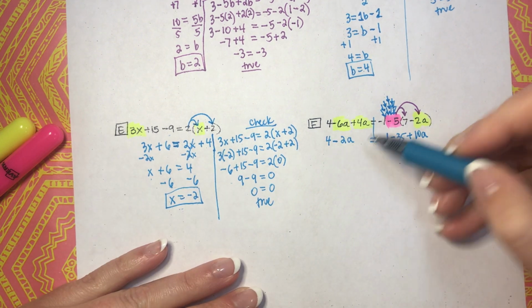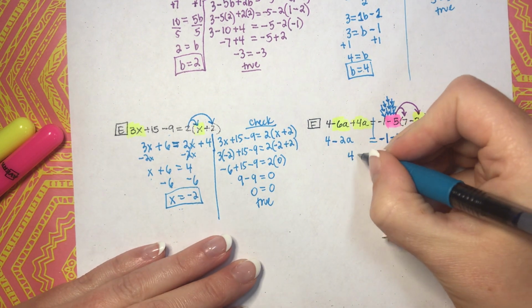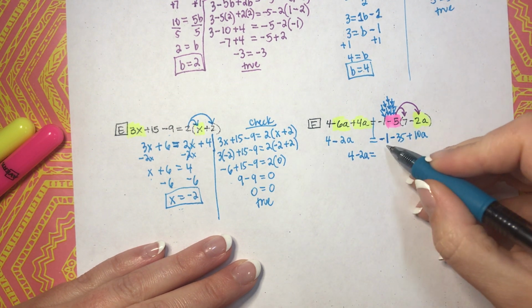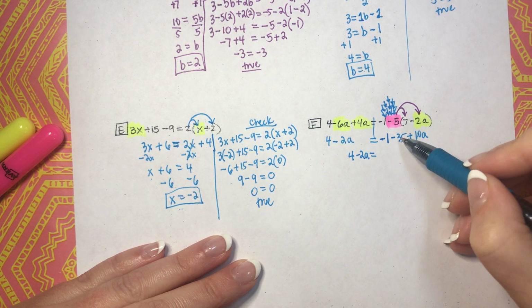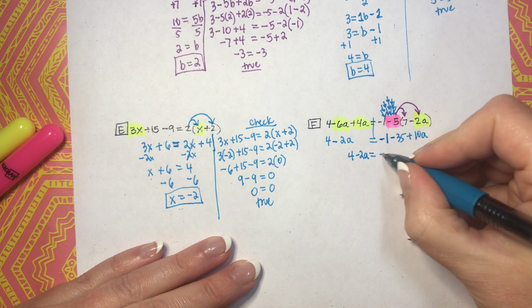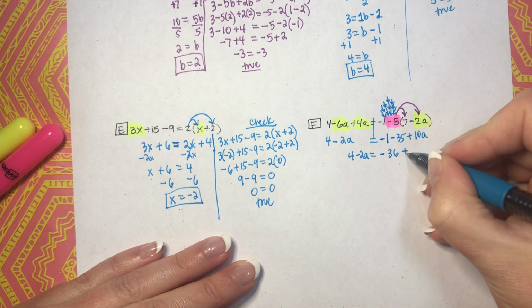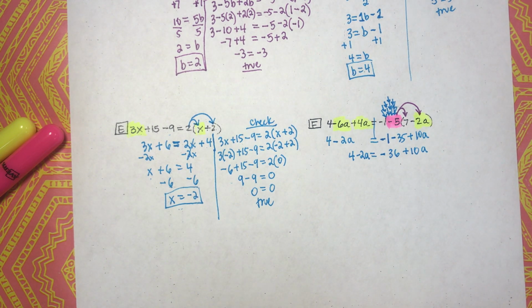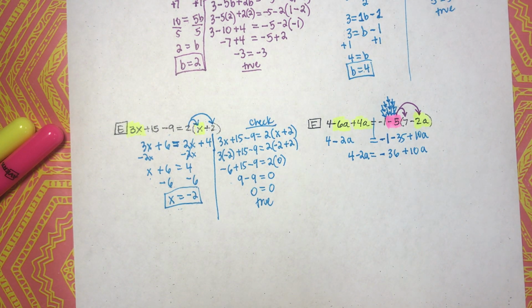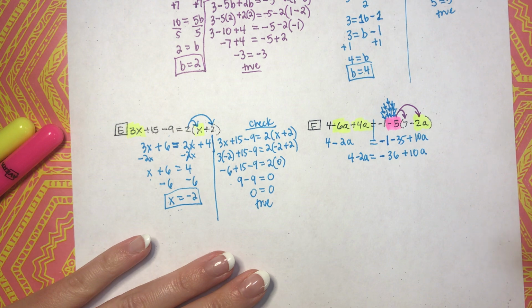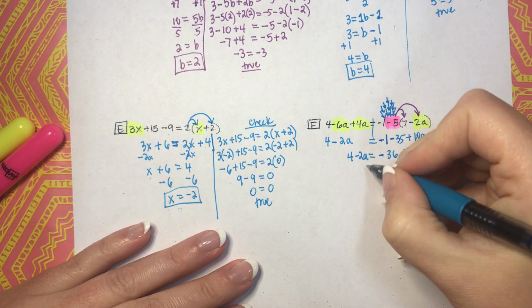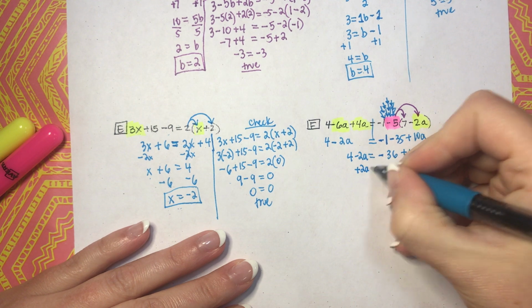Now, nothing more to simplify here. So I'm just going to rewrite that. 4 minus 2a equals. But we can simplify these numbers on this side. A negative 1 minus 35 ends up being negative 36 plus 10a. And now is the time to get the variables on the same side by moving the smaller one. Negative 2a or positive 10a. Negative 2a is smaller, so we're going to do the inverse operation of that, which would be to add 2a to both sides.